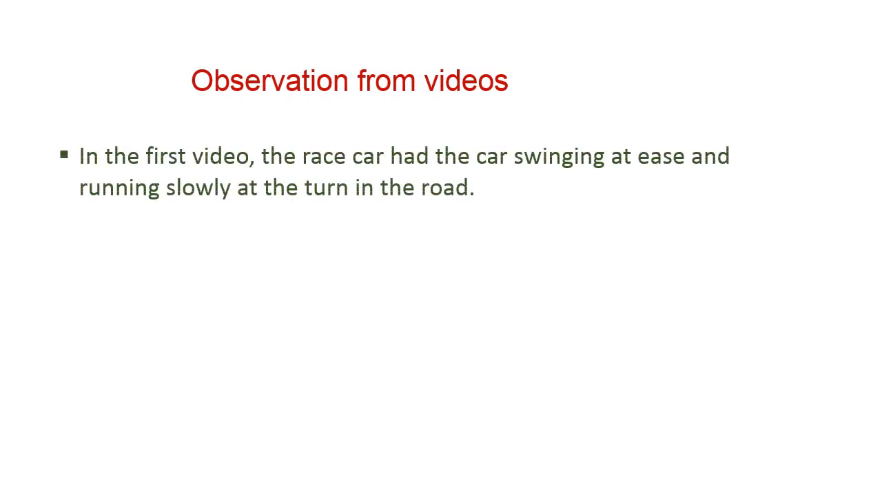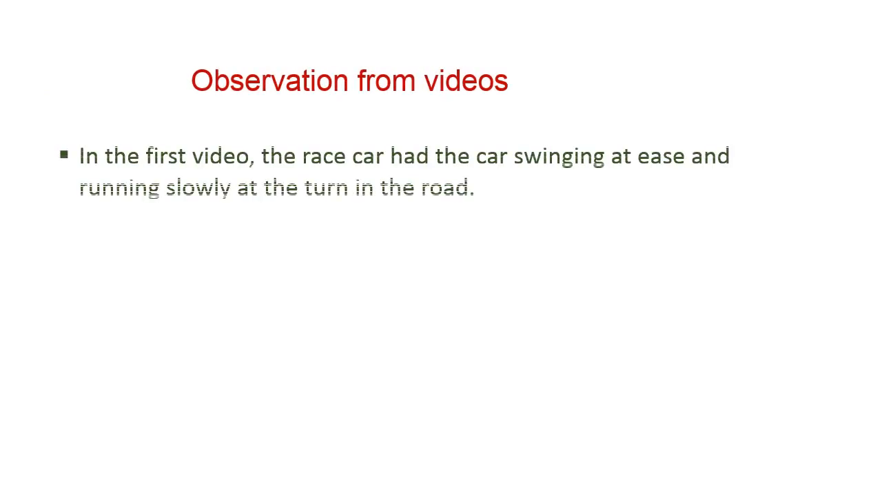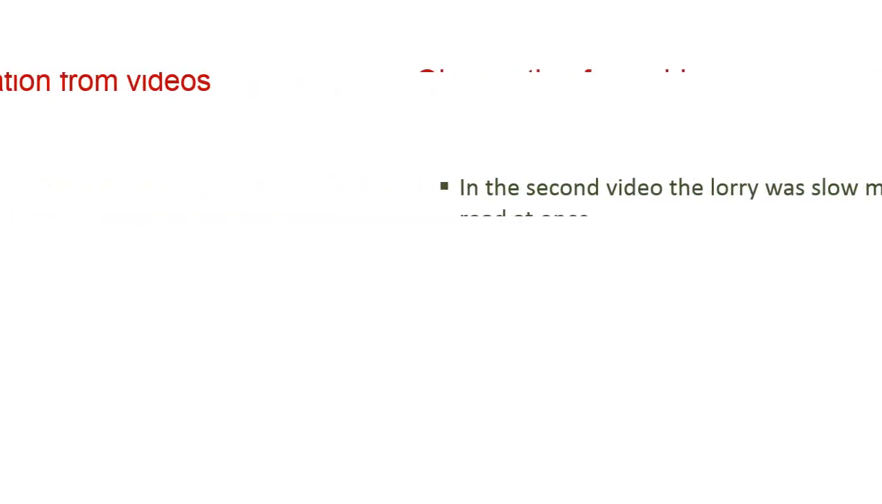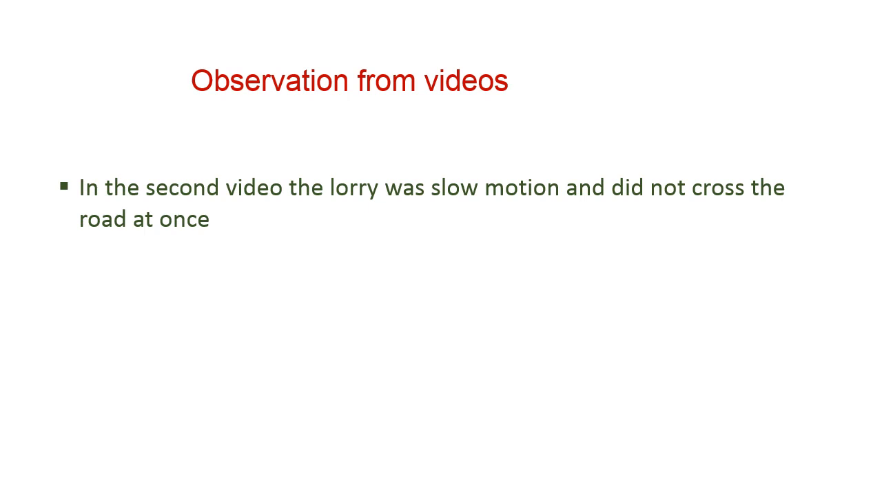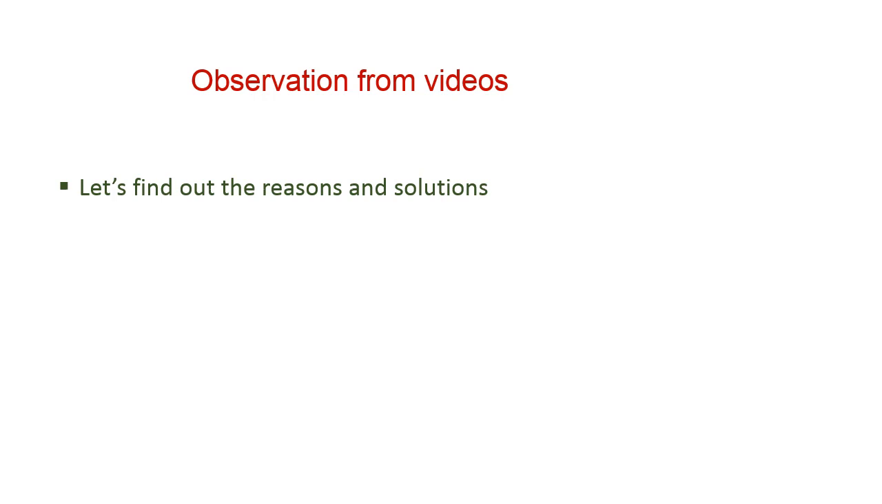From the above two videos, you can observe: in the first video, the race car was swinging and running slowly at the turn in the road. In the second video, the lorry was in slow motion and did not cross the road at once. Let's find out the reasons and solutions.